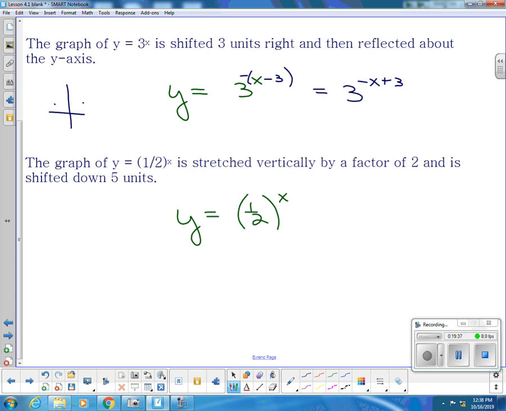Okay, we are doing a vertical stretch by a factor of 2. So we're multiplying by 2 out front. And you're shifting down 5. Everything was vertical there, so it's going to be all outside.